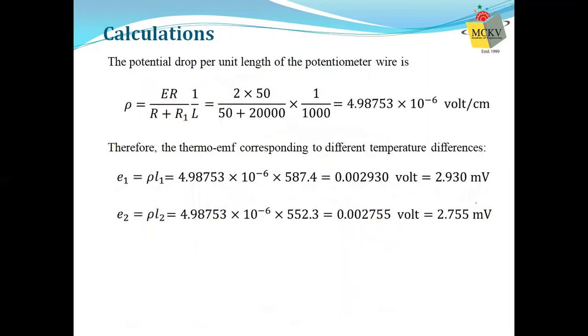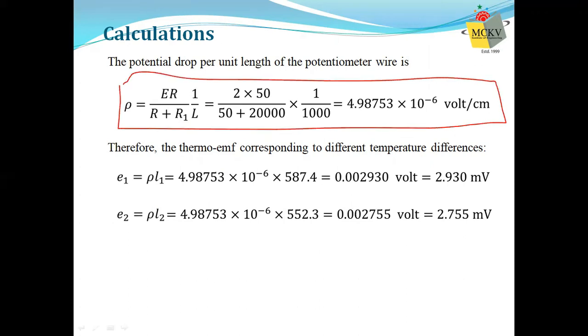We have calculated the thermo EMF for the first two values. Rho is a constant that we know. It is E times RP divided by RP plus R1, into 1 by L. E is the EMF of the battery, which is 2. RP, the resistance of the potentiometer wire, is 50, plus the series resistance 20,000, into 1 by the total length of 1000. So the value you get is 4.98753 times 10 to the power minus 6 volt per centimeter. This is the potential drop per unit length of the potentiometer wire.